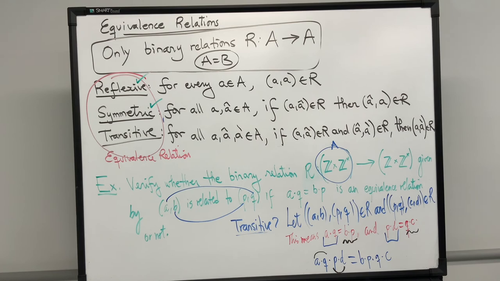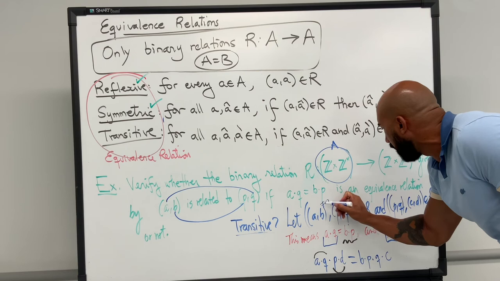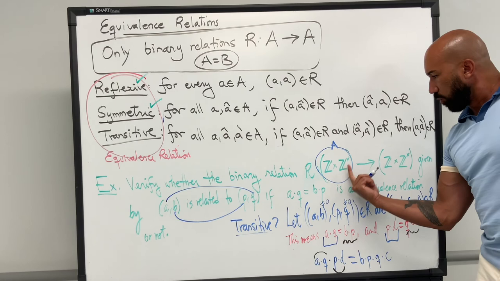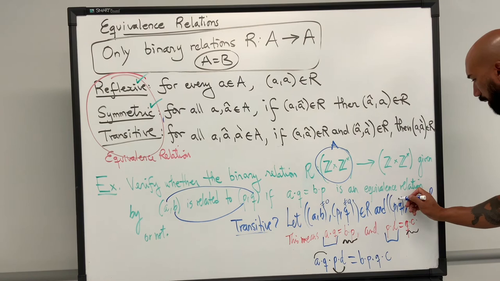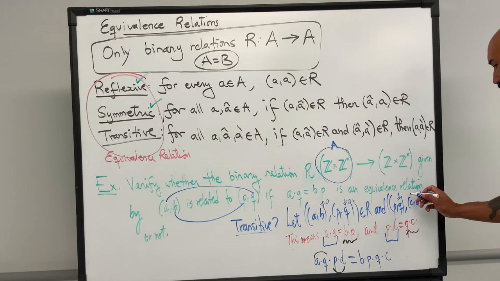But notice that B is different from zero. Q is different from zero, because in A we are removing zero from the set of second components. So the second components cannot be zero. Q is different from zero. And D is different from zero. Is that good?